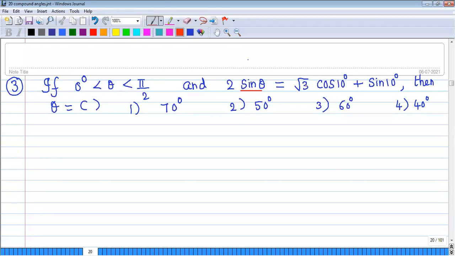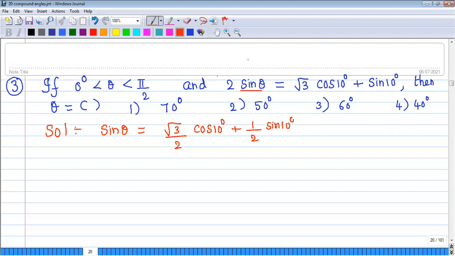Here, sine theta is equal to root 3 by 2 cos 10 plus 1 by 2 sine 10 we can write. Sine theta is equal to, since 2 sine theta is given, I am writing the sine theta value, that is root 3 upon 2 cos 10 plus 1 upon 2 sine 10. If you multiply 2 on both sides, you will get the same thing.